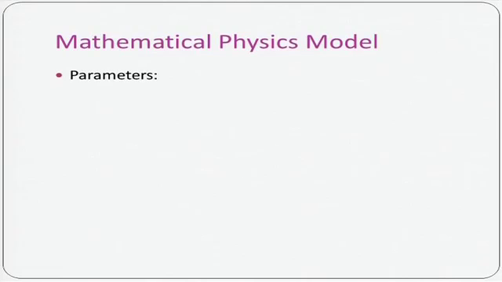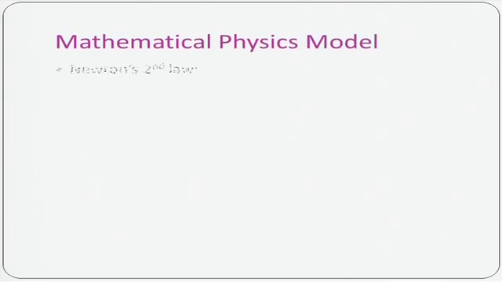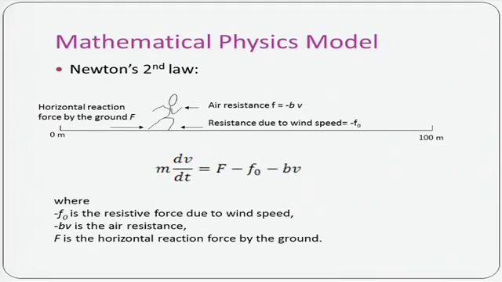To answer these questions, we first have to develop a mathematical physics model with the following parameters: reaction time, initial velocity, terminal velocity, and coefficient of air resistance. We then apply Newton's second law, which relates Bolt's motion with the forces acting on him, including resistive force due to wind speed, air resistance, and reaction force by the ground.